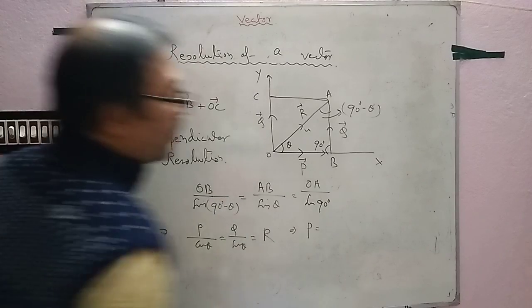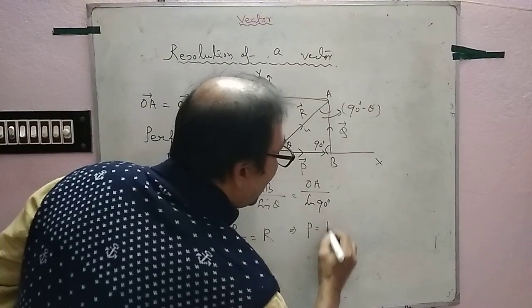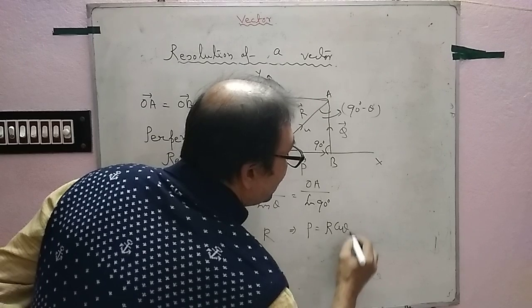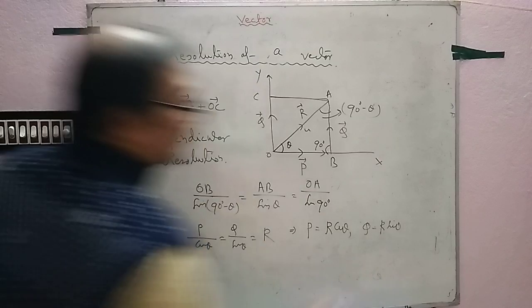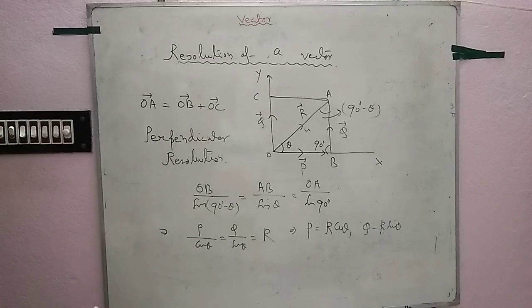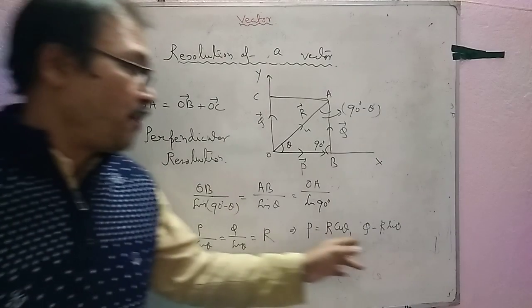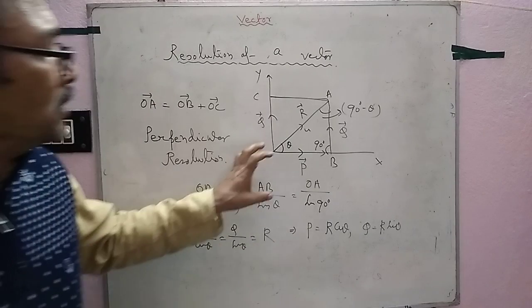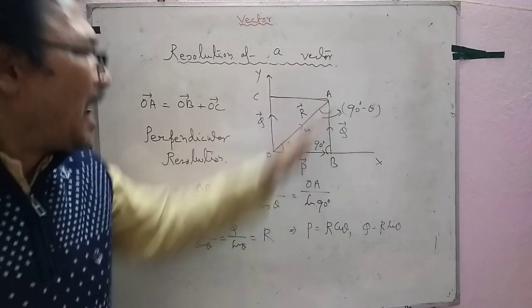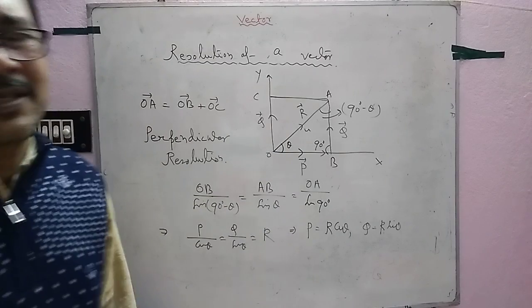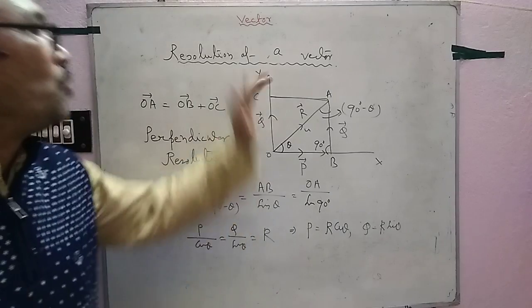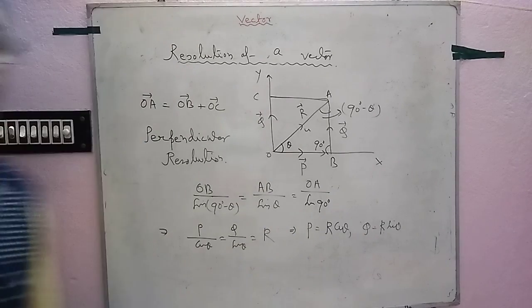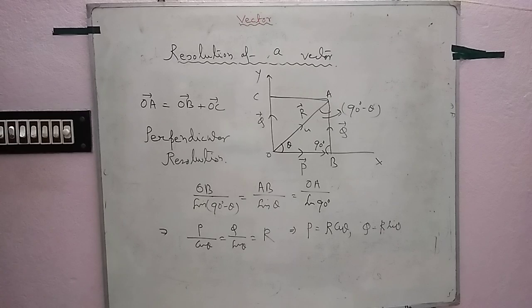P equal to R cos theta and Q equal to R sin theta. This is the perpendicular components of a vector. This is perpendicular resolution. Follow, if a vector R makes an angle theta with the x-axis, then its component towards the x-axis is R cos theta and towards the y-axis R sin theta. This is the perpendicular component. Clear? Suppose this type of figure.